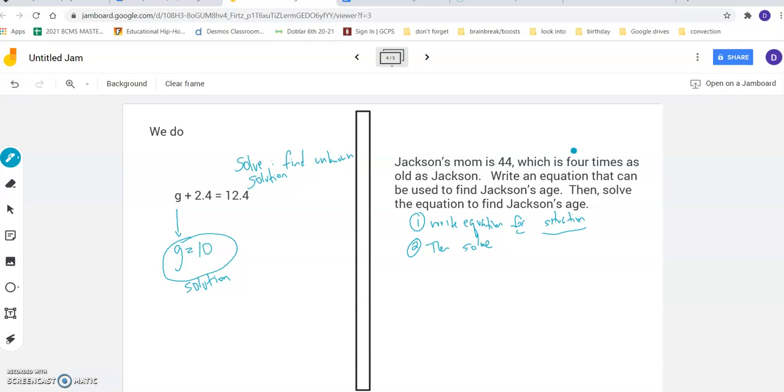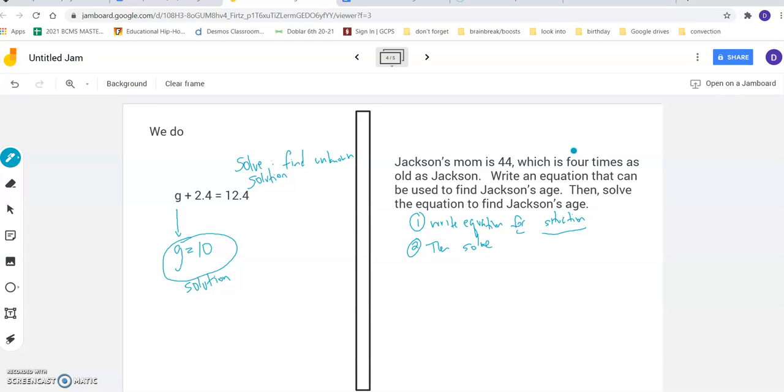And again, that's really important to me because this is a skill you've got to have, being able to turn this into an equation before you solve it. Really, really important. I know it doesn't seem important because you can just figure out the answer to this, but trust me, once these get more complicated, writing the situation correctly is the only thing that's going to enable you to find the solution. So I want to really practice that. So Jackson's mom is 44, which is 4 times as old as Jackson. Write an equation that can be used to find his age. So again, I want to write one for the situation.